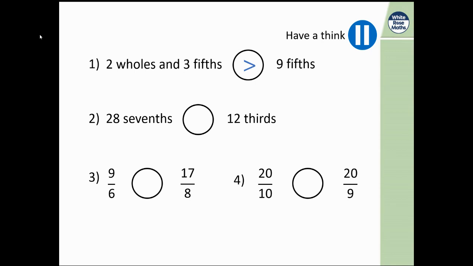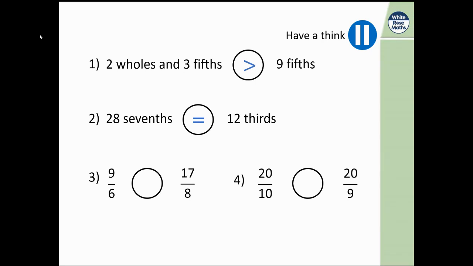Now we've got to try and work these out. We've got 28 sevenths and we've got 12 thirds. So how many 7's are in 28? 7, 14, 21, 28 is 4. 4 whole numbers. Okay, so the answer is 4. And then we say, right, how many 3's or thirds are in 12? So we have 3, 6, 9, 12. And the answer is 4 again. So in that one, we put equals, because they're both the same. There are 4 7's in 28. There are 4 3's in 12. So 28 sevenths is equivalent. It's the same as 12 thirds.